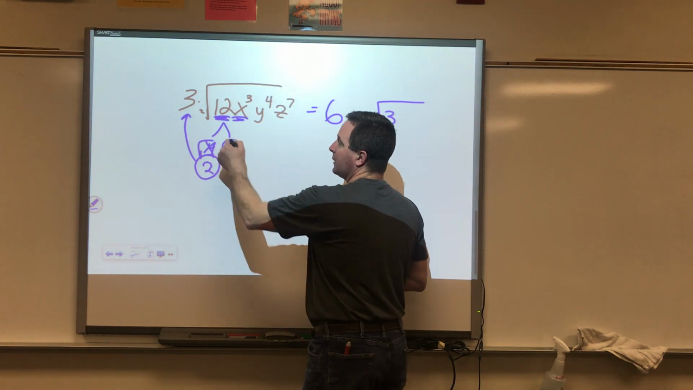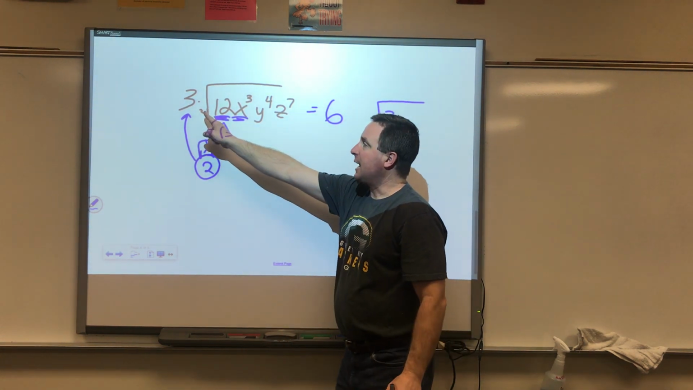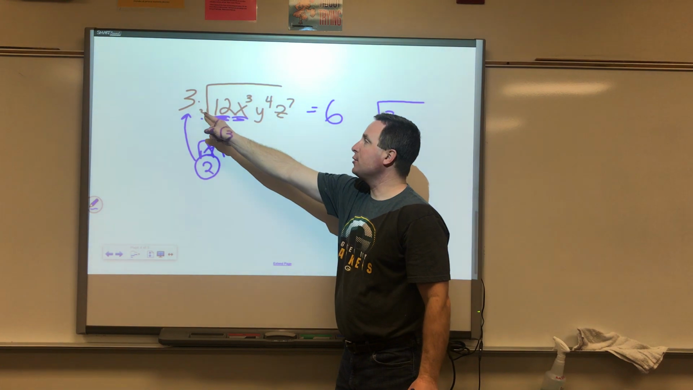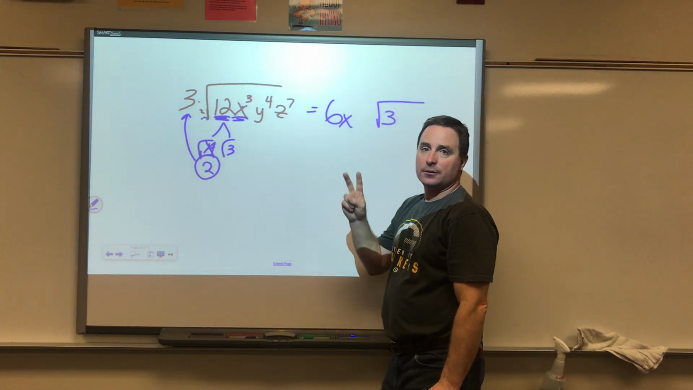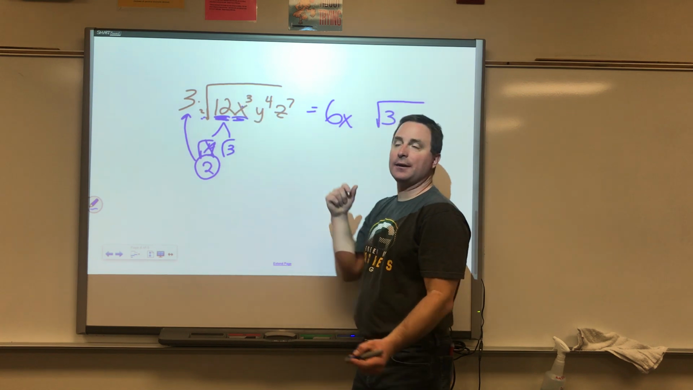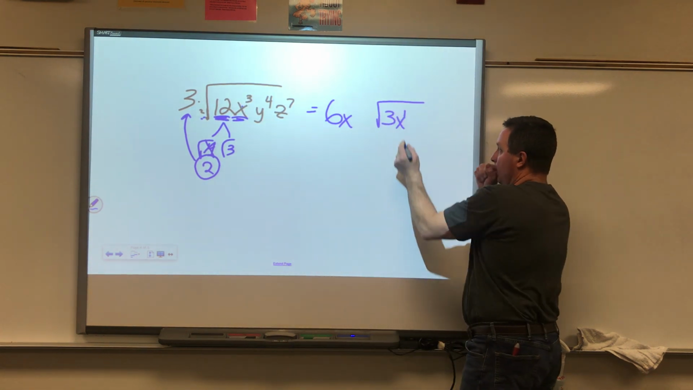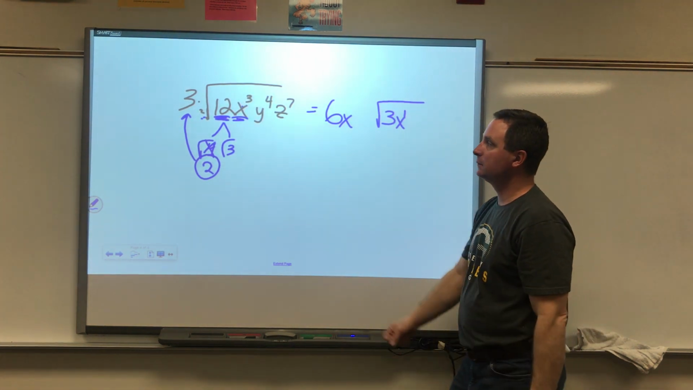How about x to the third? Okay, let's think. How many times does 2 go into 3? 2 goes into 3 one time. Okay, that's a 2. And there's a remainder. There's 1 left over to get to 3, so there's 1, or x to the first left over.